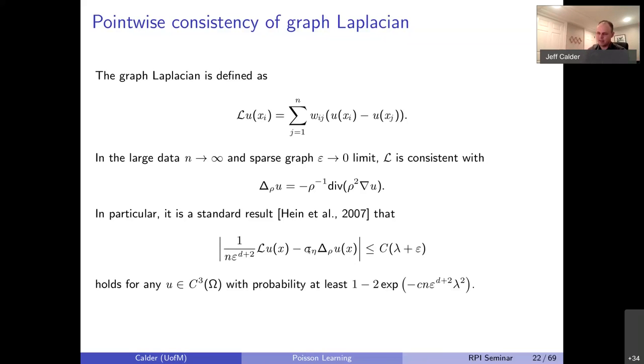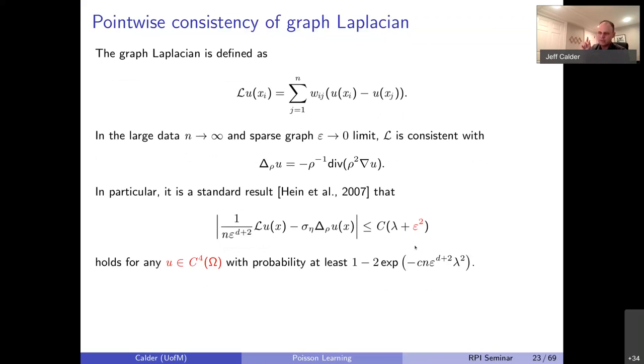It's like the second moment of eta, essentially. And so this holds with high probability. It's an order epsilon linear rate. Actually, if you work a little bit harder, you can get the second order rate if u is in C^4.